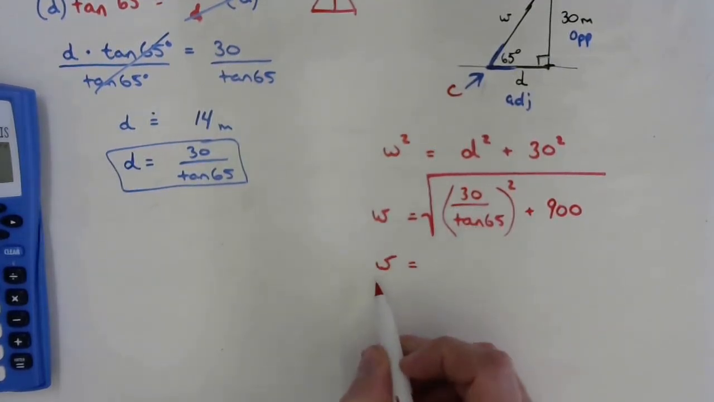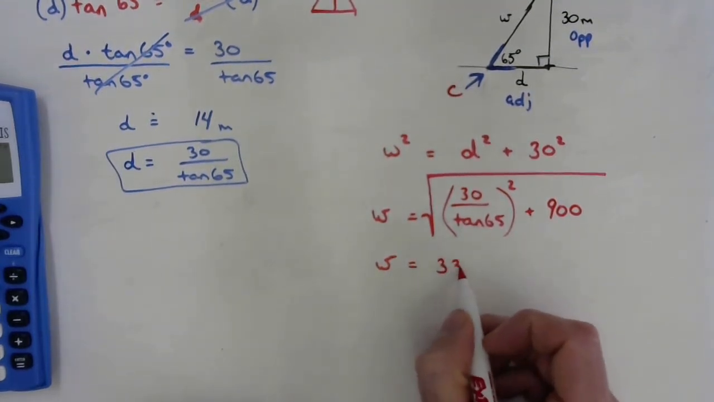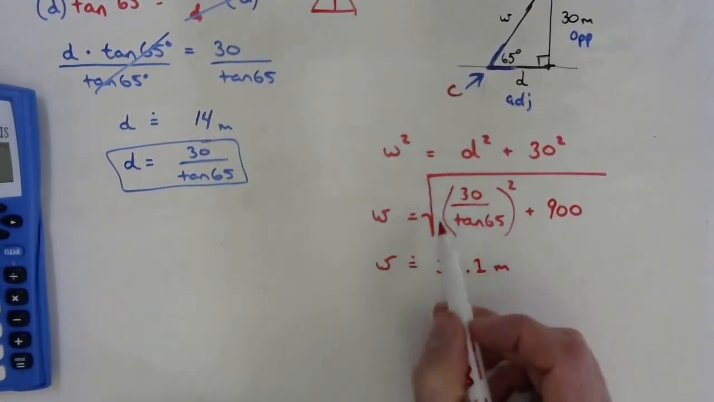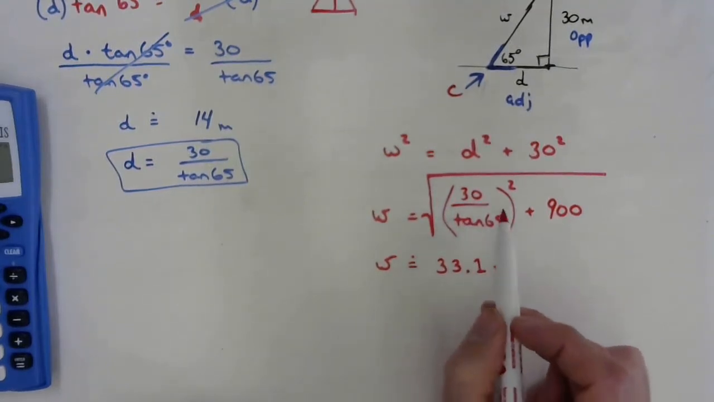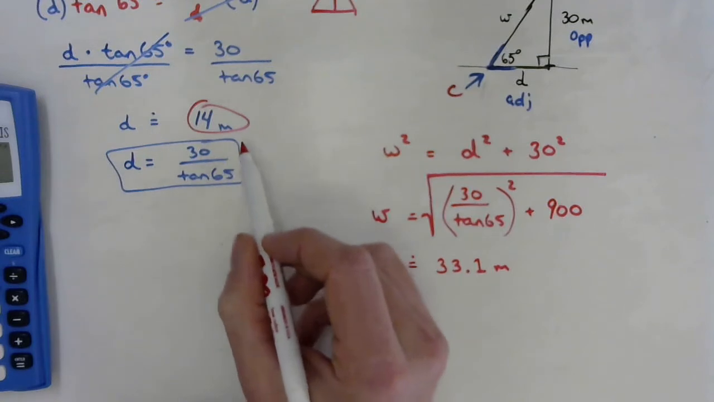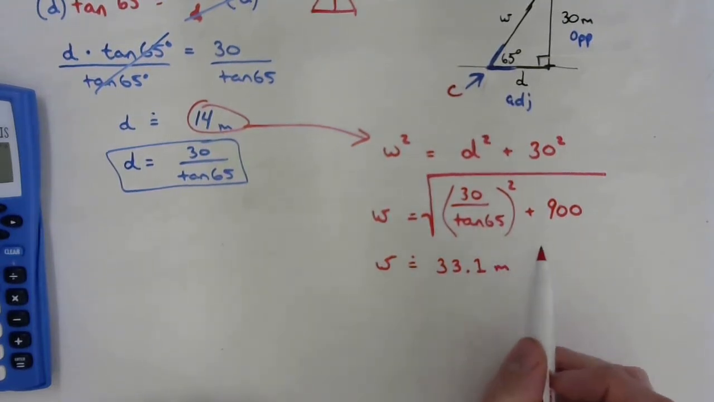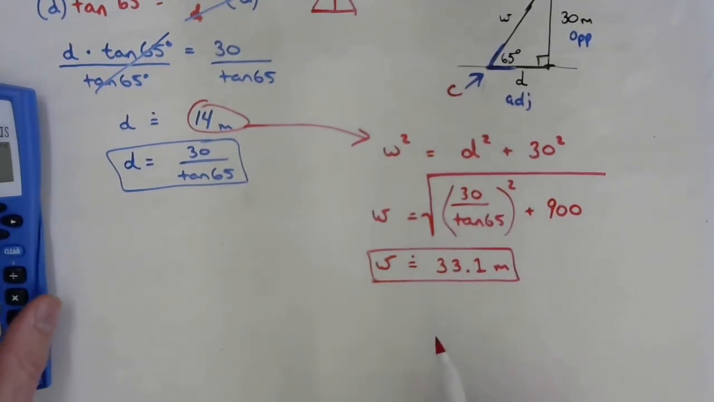The measure then of the side length W is approximately 33.1 meters. Now, by not rounding this answer, by not using 14 in here, we actually got a much more accurate answer. We didn't round at all. We got an exact answer, and then because our calculator has to round an infinite decimal, we rounded to one decimal place. Basically, the length of W needs to be 33.1 meters.